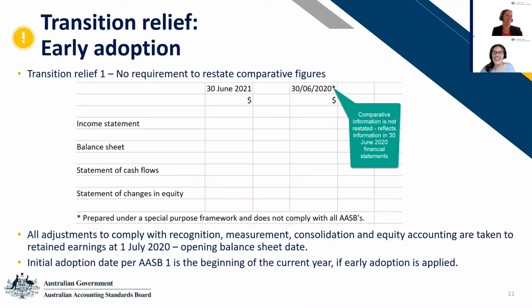So this one here, which I think is the question: if we're early adopting, we're not consolidating previously, what will the comparatives look like? That 30 June 20 column will be single entity. You are not required to restate it. So you will have single entity, and then the 30 June 21 will be consolidated. My asterisks there refer to the fact, as you can see underneath, that it's prepared under a special purpose framework and does not comply with all Australian accounting standards. You will then describe in the financials what that change has been, and that will include we didn't consolidate and now we do. So you won't have comparability on that balance sheet, but you will have the 30 June 21 numbers being in full compliance with Australian accounting standards.